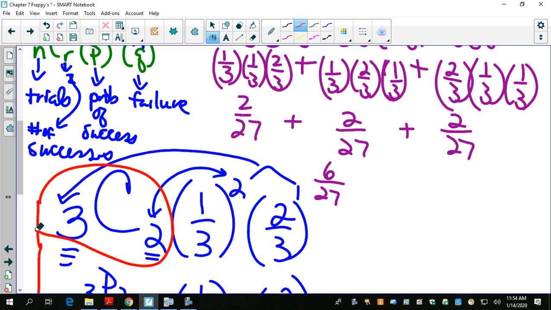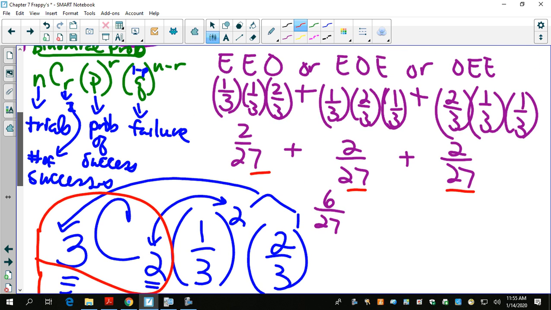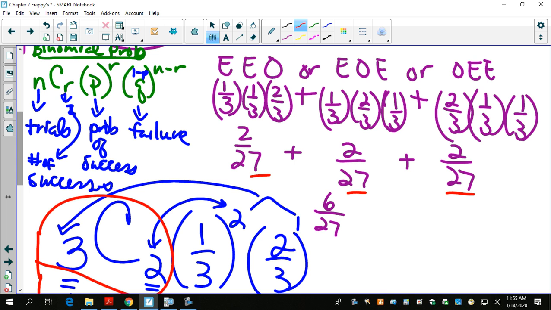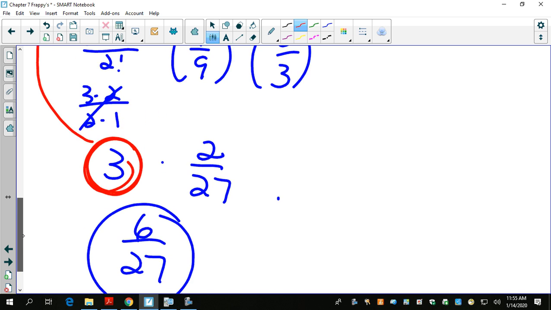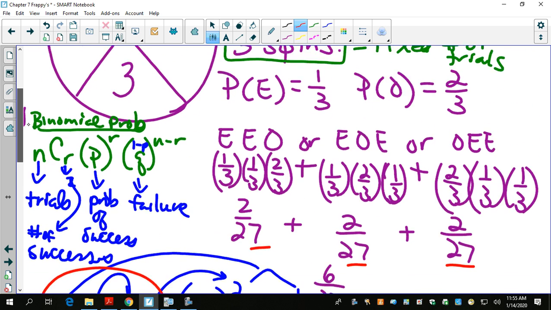This accounts for the number of cases. So you see we had the 3 cases. That's the 3 cases. And each of these had the same probability in here. Okay? So that's the binomial probability.